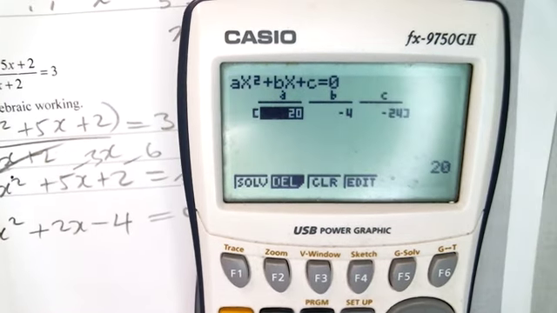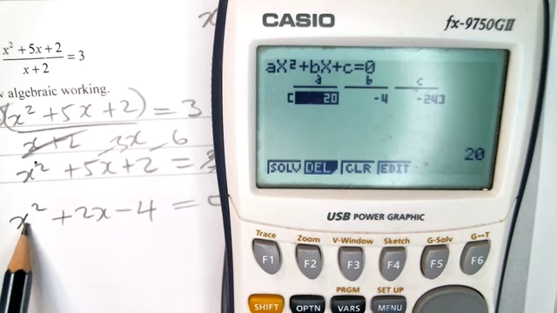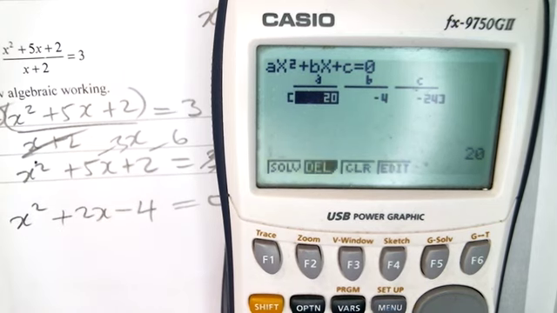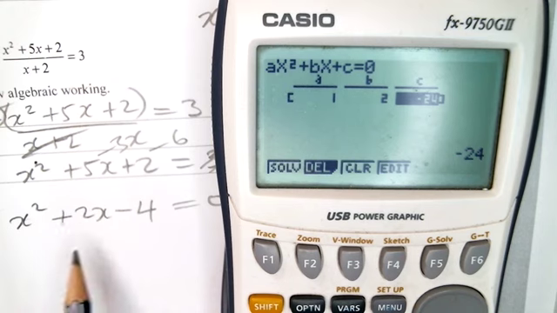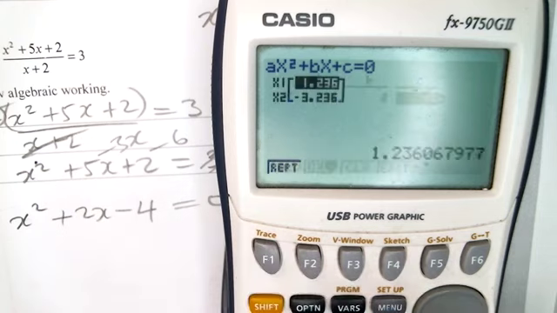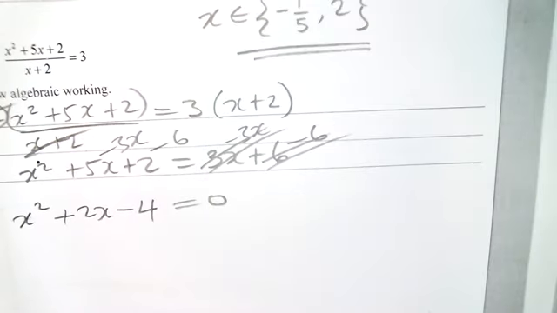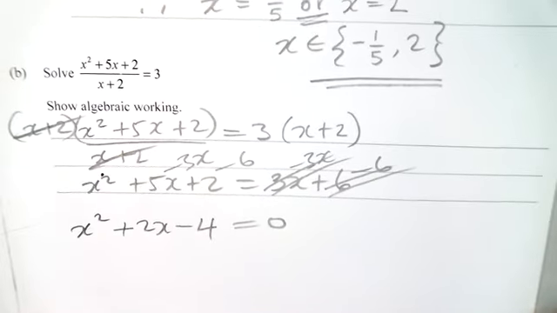So let's just throw in some numbers here. I notice the coefficient here is a 1, so I'll put a 1 in there. The coefficient here is a 2, put a 2 in there. The coefficient here is a negative 4, put a negative 4, and let's see what happens. So solve it, and I get 1.236 and negative 3.236. So that's where we're headed. I'll leave that on the calculator and see where we end up if I complete the square.